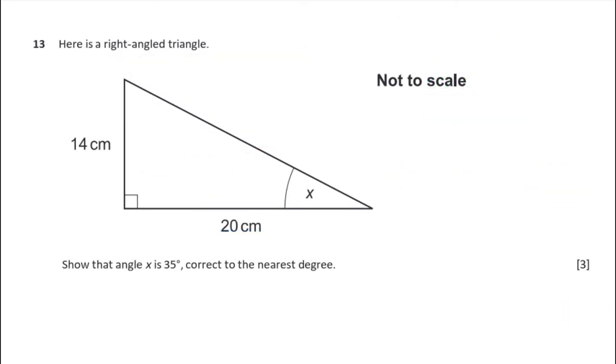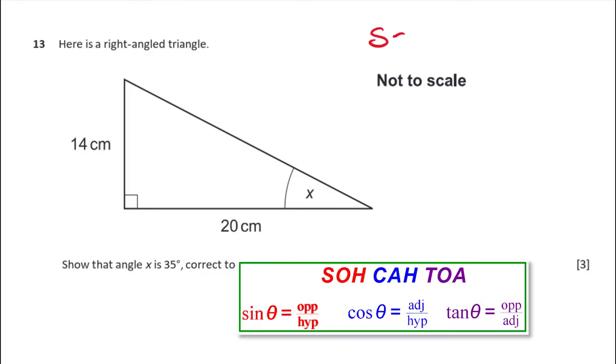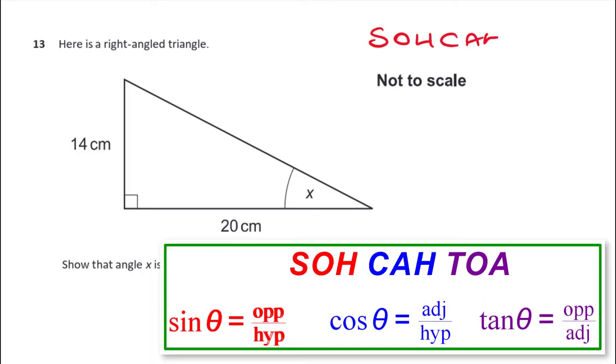Question 13, here is a right angled triangle. Show that the angle x is 35 degrees to the nearest degree. Okay. Now, when you've got sides of right angled triangles and angles, then you should know that this is a trigonometry question. And for trigonometry questions I use a mnemonic to try and remember all the different trigonometric ratios, which is SOHCAHTOA. Okay, is that how you remember it too?